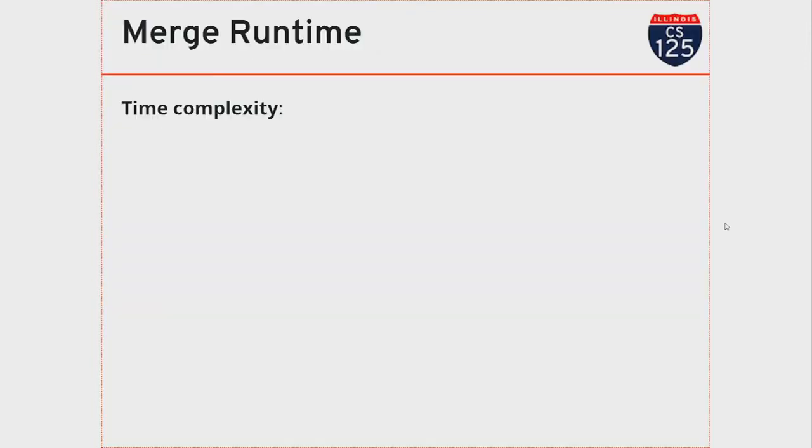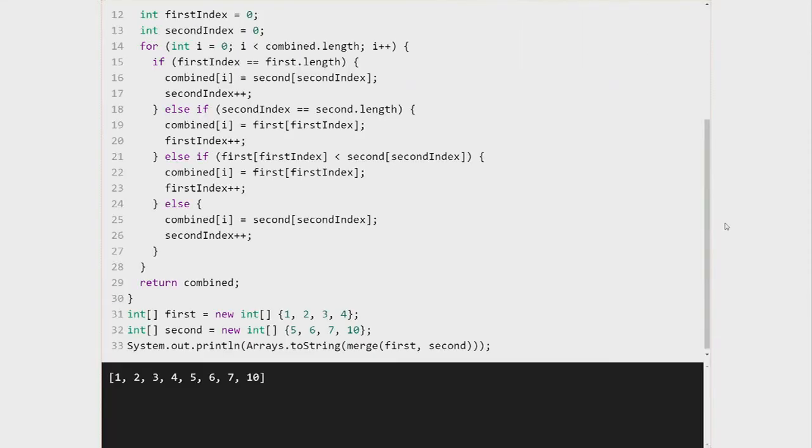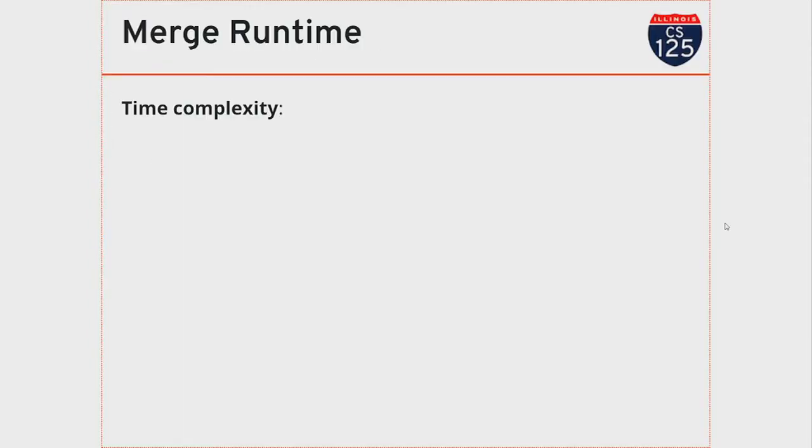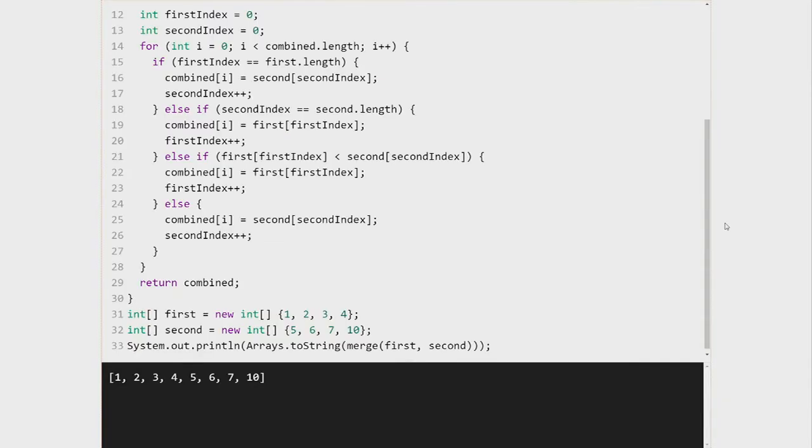How many steps is this going to take? Who can talk me through this? Here's the implementation of the algorithm. How many steps will this require? Yeah, so to merge arrays of size n and m, it's going to take n plus m.